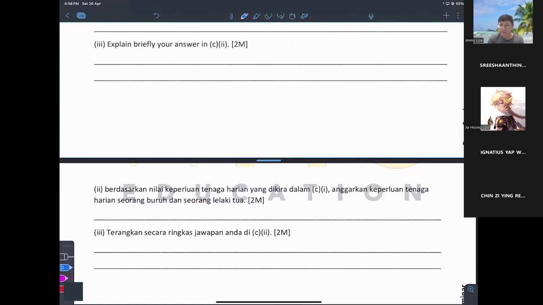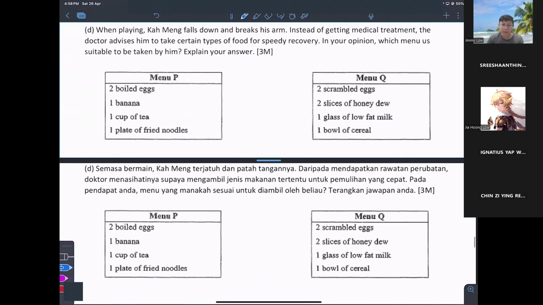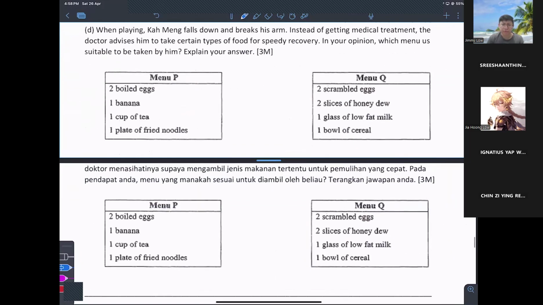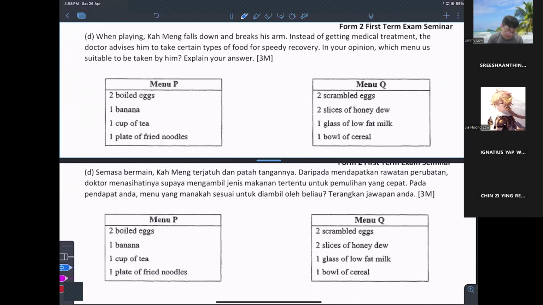Okay, so quite simple lah. Just go through with the stuff here. And then this one, right? Which menu are you going to take? Okay. Speedy recovery. The cue is here. Read the question. Always read the question. Speedy recovery. Which kind of food are you going to take?